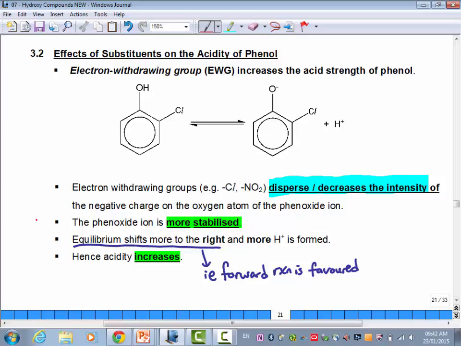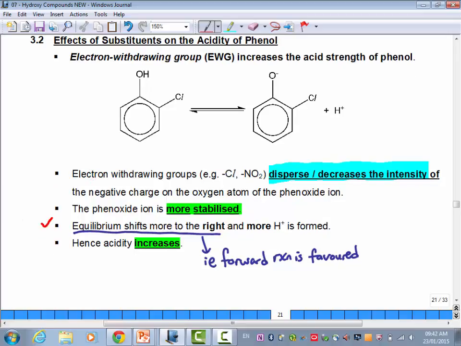And here, this part about equilibrium, position of equilibrium, don't worry. In term 2, we will learn about chemical equilibrium. So if you don't understand this part for now, never mind, keep it in view for term 2. What happens is that since this phenoxide ion is now more stabilized because of the negative charge dispersal, it means that the forward reaction, the proton dissociation, is more favorable, or you can say that there is a greater extent of acid dissociation. Therefore, acidity increases.